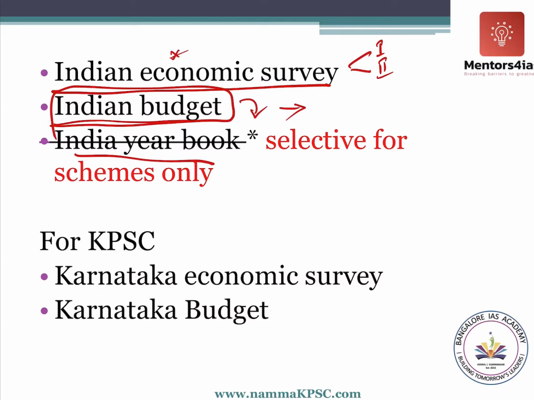India Yearbook also is very important. I would only stress selected schemes from that because it's quite a bulky book. Reading the entire book would be time consuming. So you can keep it towards the end. If you have read everything and still have time, you can focus on the India Yearbook. But these two, Indian Economic Survey and Indian budget, are must read.